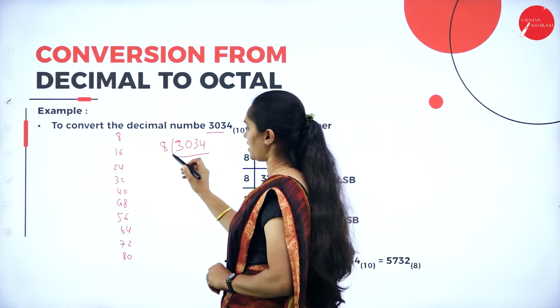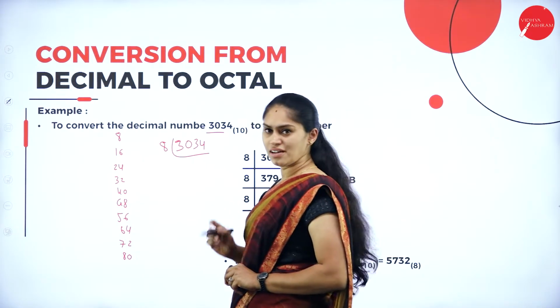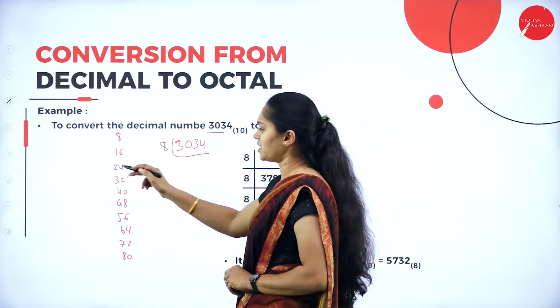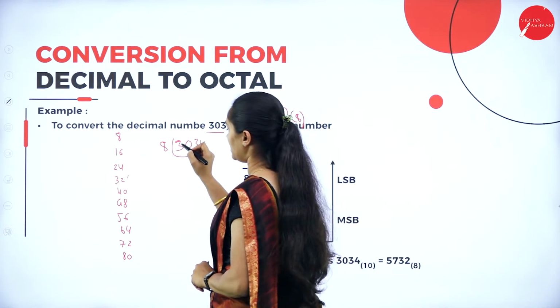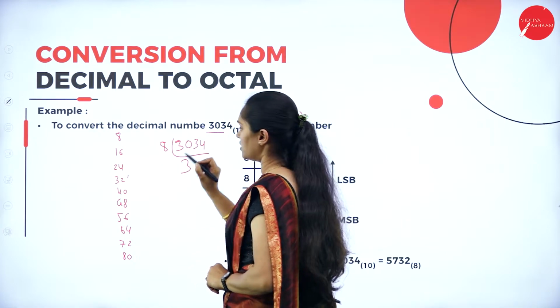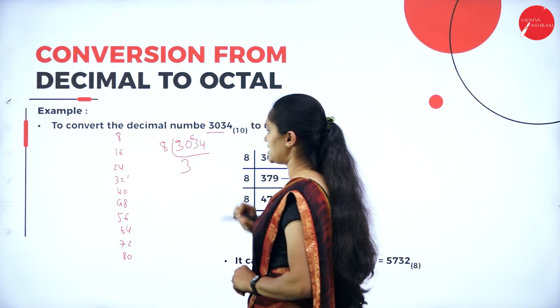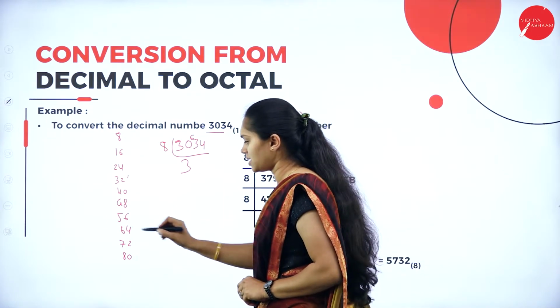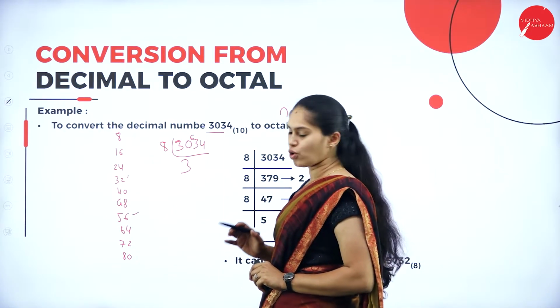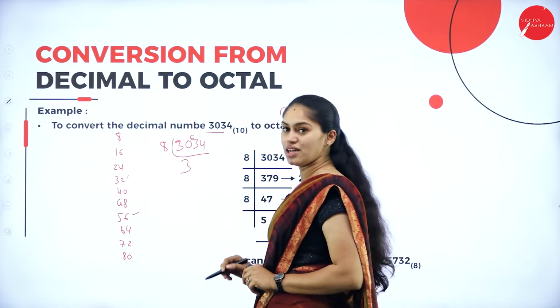So here you can see that if I go with 8 4s, then it will become 32. I need to go with the previous number. So 8 3s are 24, 30 minus 24 will be 6 here. So now it becomes 63. I can't go with 64. So now I have to go with 8 7s, that is 56.